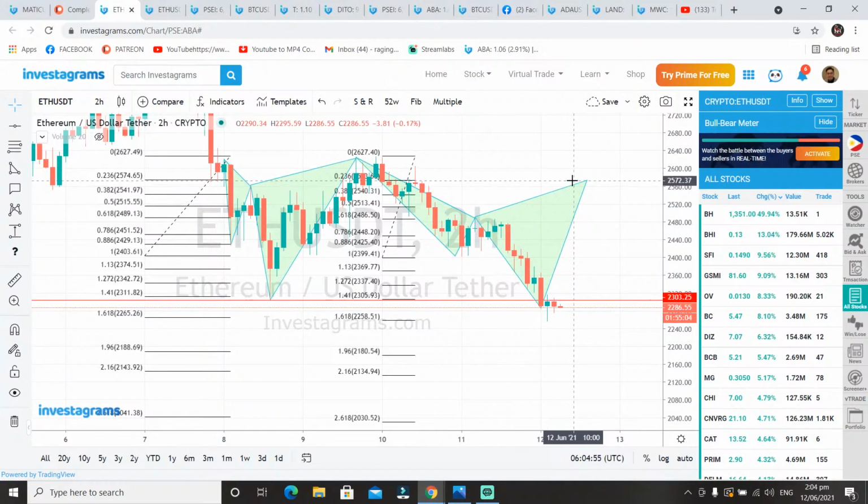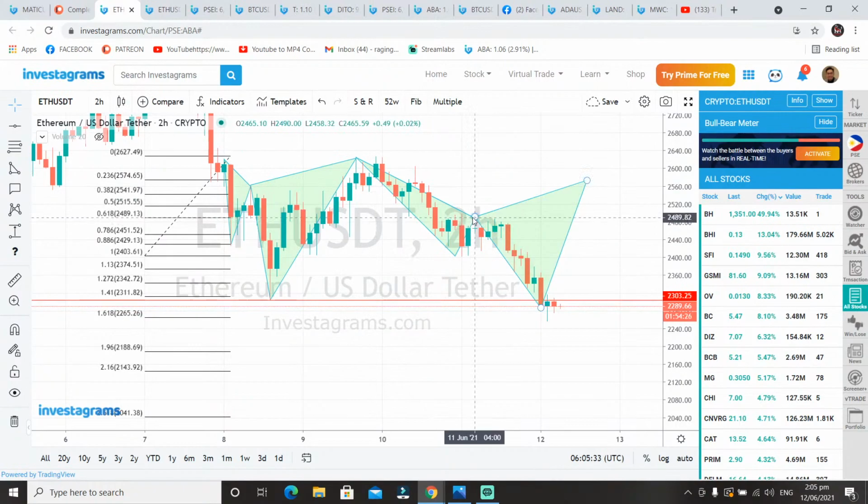But if you're looking for other indications or indicators, you could have moved X, A, B, but I think it's still the same. I thought that we could use another pattern here. X, A, B, C, and D. Yeah, I think this one, we could use this one.